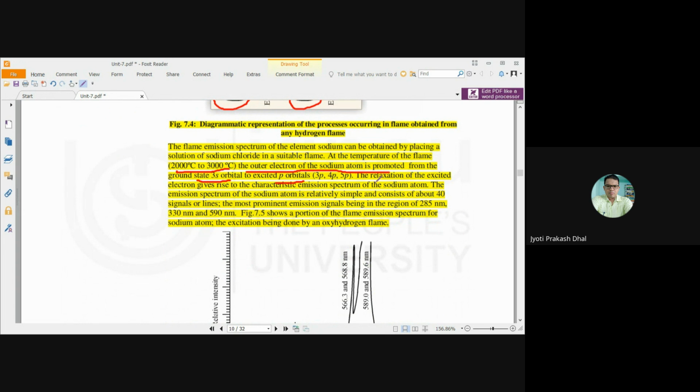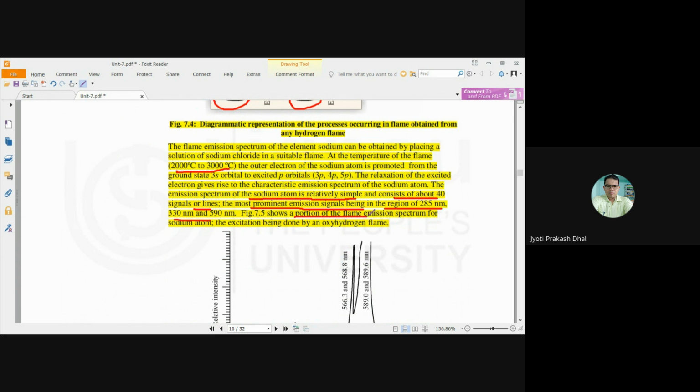After that, it will undergo relaxation. The relaxation of the excited electron gives rise to the characteristic emission spectrum of the sodium atom. The emission spectrum of the sodium atom is relatively simple, containing about 40 signals or lines, the most prominent being at 285 nanometers, 330 nanometers, and 590 nanometers.